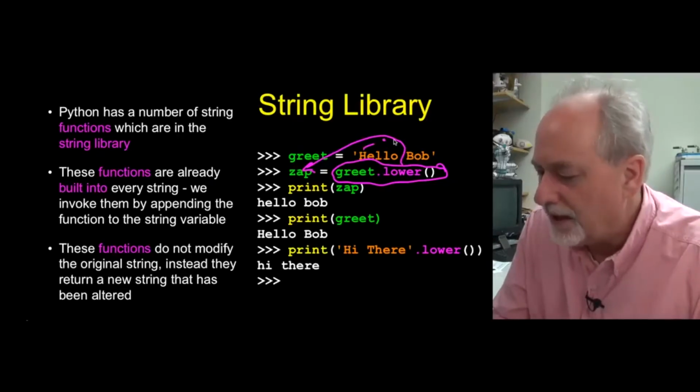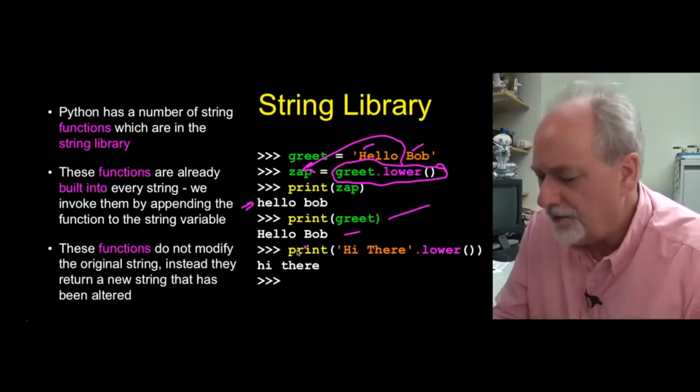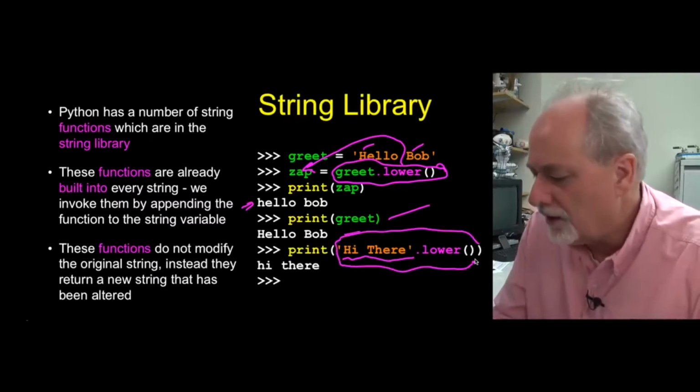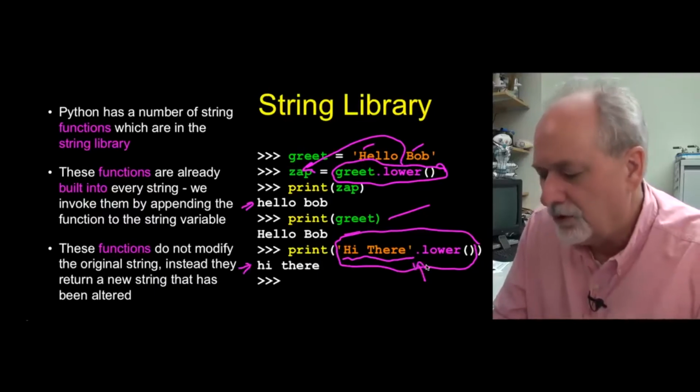So here I have Hello Bob with an uppercase H and B, and what I get back in zap is hello bob all lowercase. And note that greet is unchanged. So Hello Bob is still there. And you can even call these methods on constants. So this is a string object, quote, Hi there, quote, dot lower. That says, call lower on this bit of string and give me back a lowercase version of it. And so it prints out as the resulting return value.